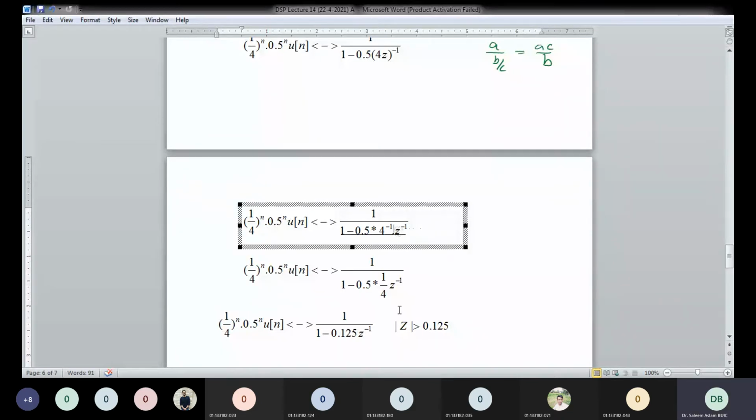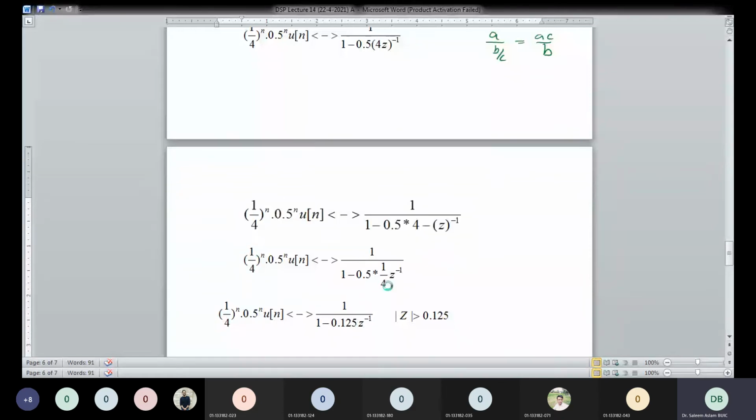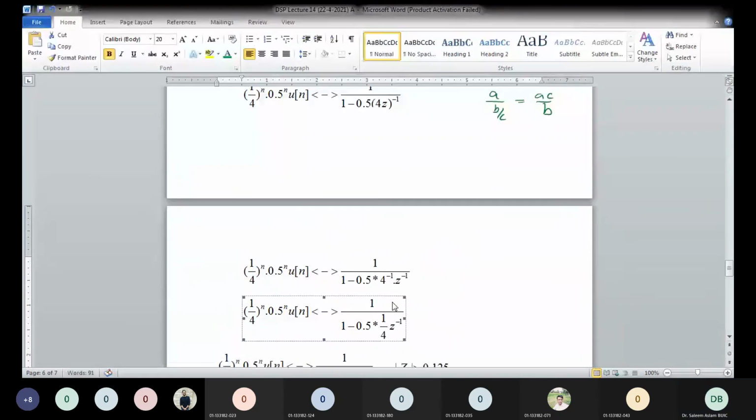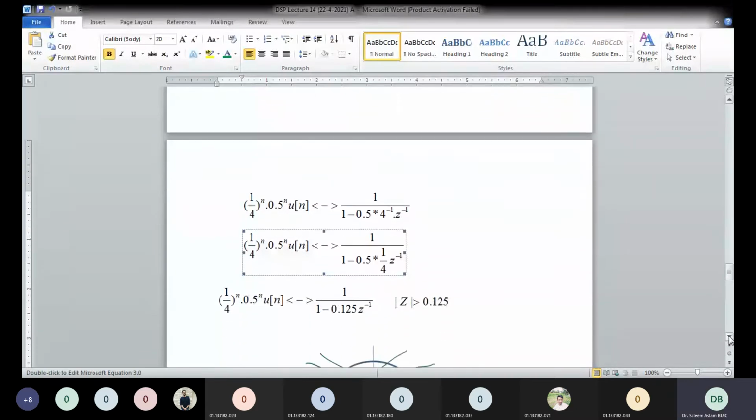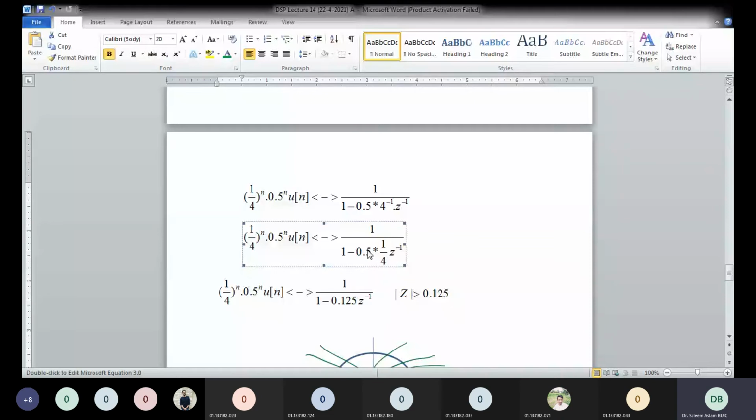Yes, sir. 4 का इनवर्स क्या होगा? 1/4, और Z आपके पास एज इट इज आ जाएगा. Right, so 0.5 डिवाइड बाय 4 ये करें, आपके पास आंसर क्या आ जाएगा? .125. Yes, sir. So that is your final answer.